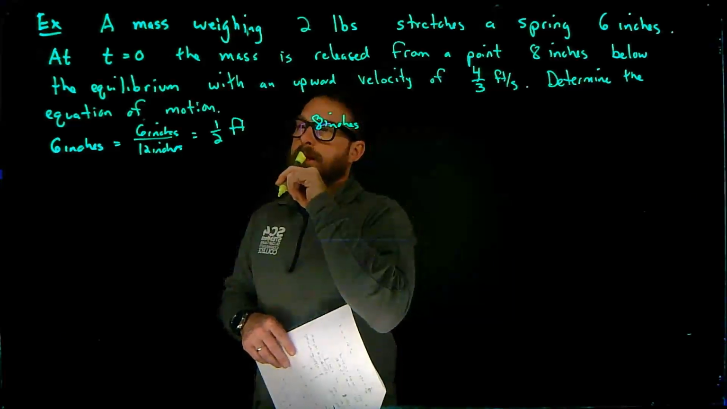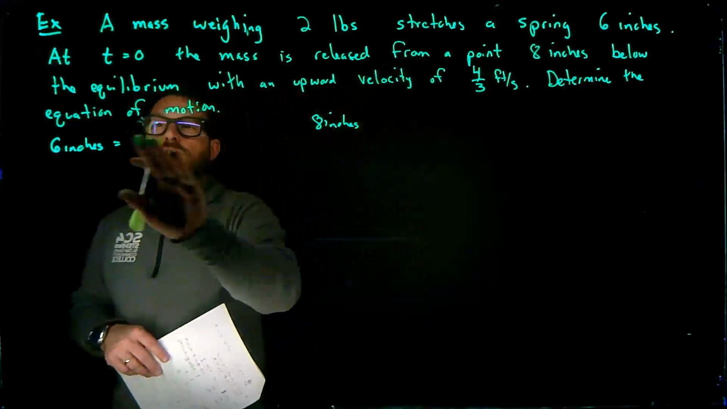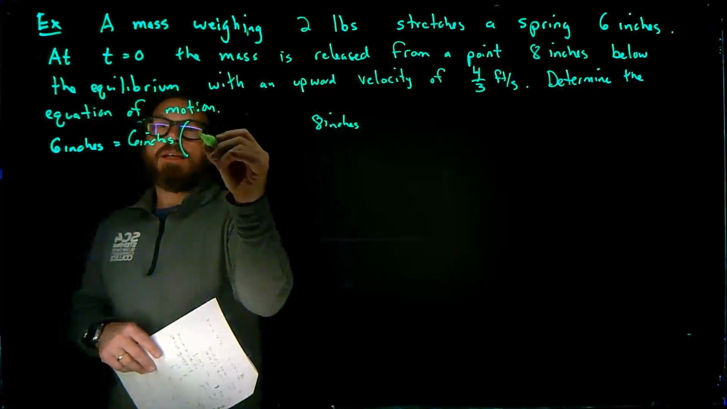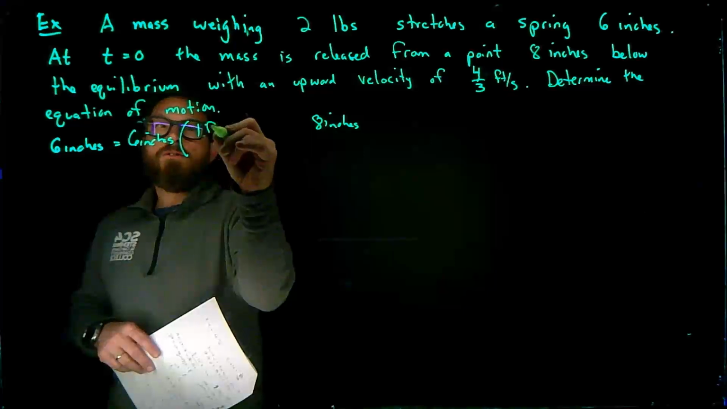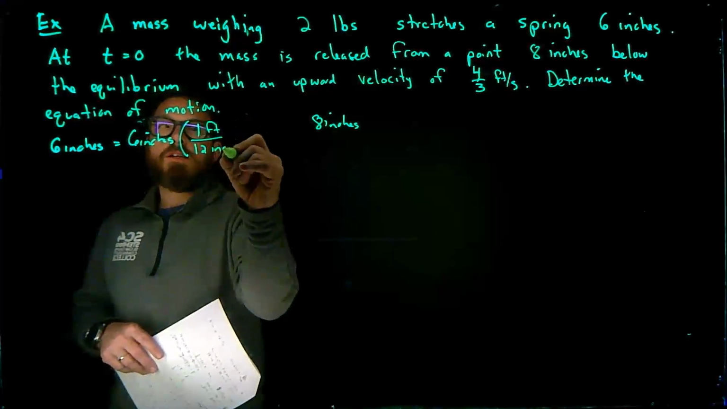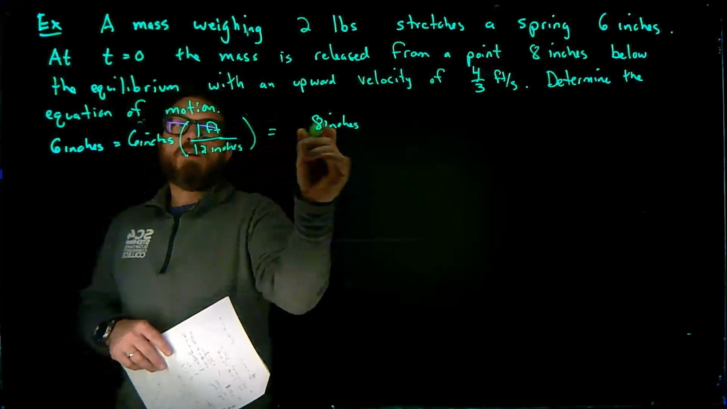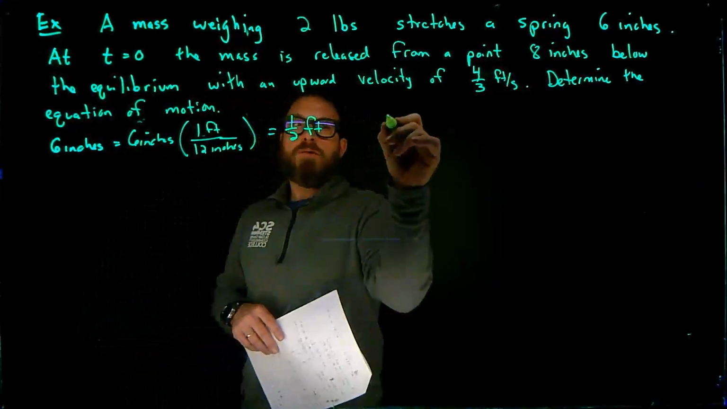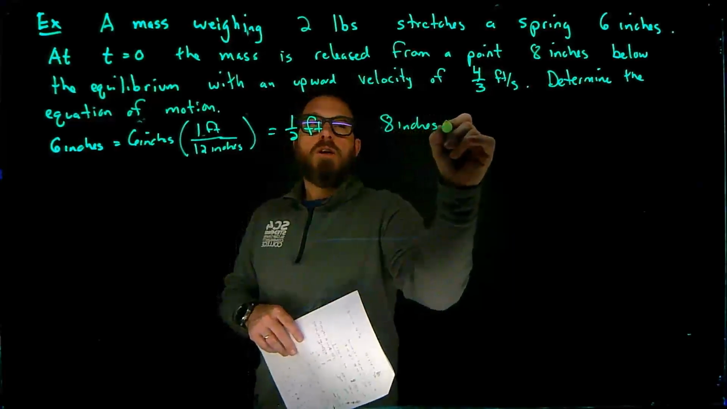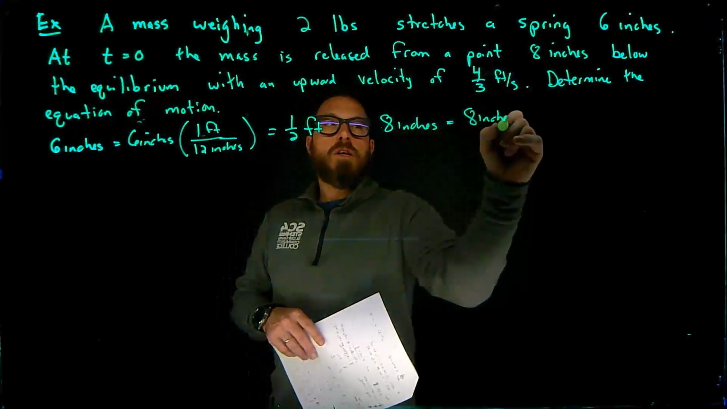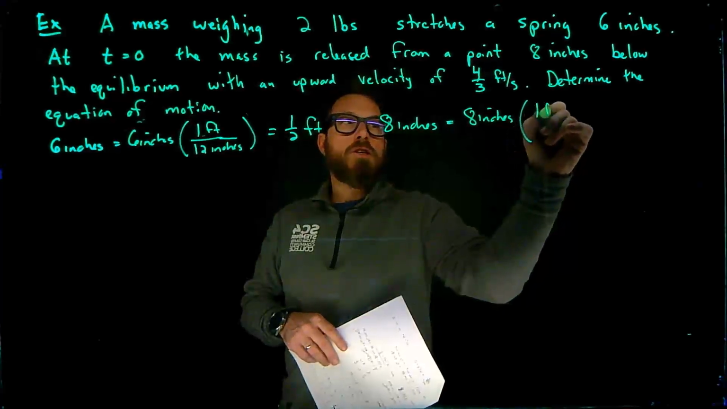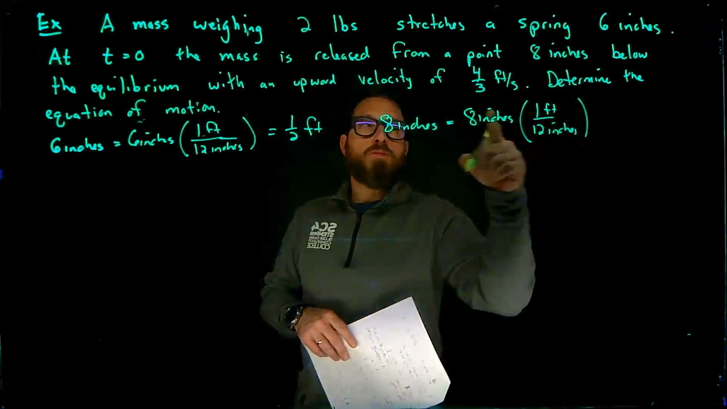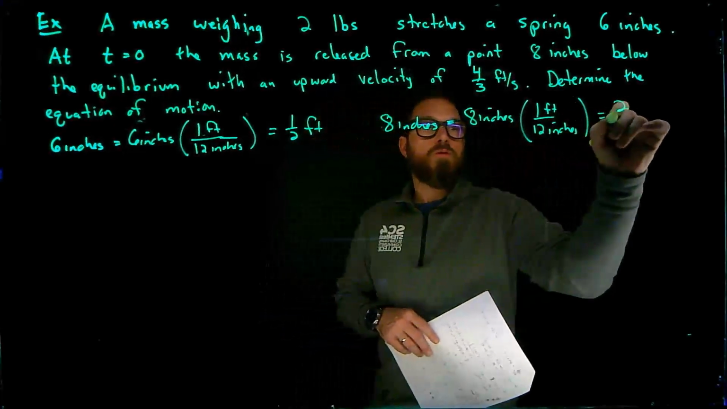I don't like the way I did that. I hate the way I did that, actually. So if I have my 6 inches, I'm going to multiply that. It says 1 foot is equal to 12 inches. I like that much better. So that's why this is equal to 1/2 of a foot. And very similar, if I say 8 inches, we can take our 8 inches and then multiply it by a unit factor that says 1 foot is equal to 12 inches. So that's why 8 over 12 is going to be equal to 2/3 of a foot.